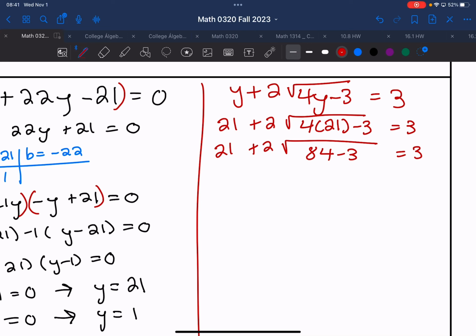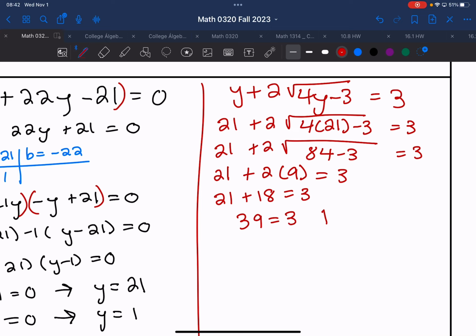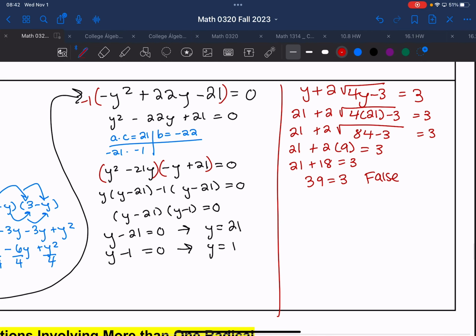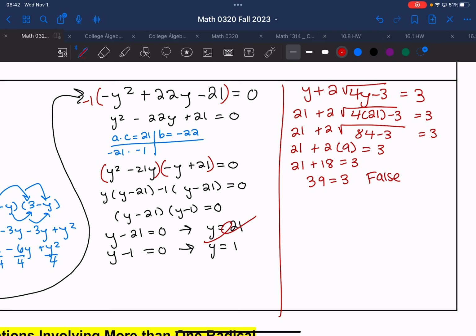84 minus 3 is what? 81. And what's the square root of 81? 9. So I'm left with 21 plus 2 times 9 equals 3. 21 plus 18 equals 3, which gives me 39 equals 3. True or false? False. So that tells us that 21 is not an answer, extraneous.